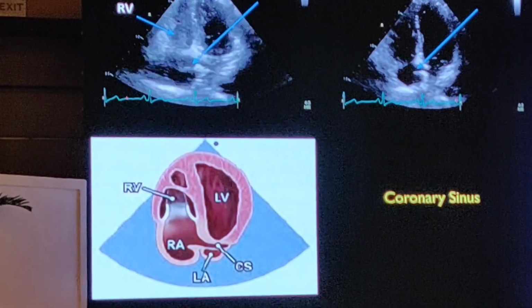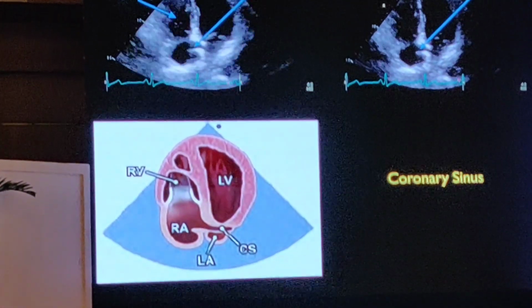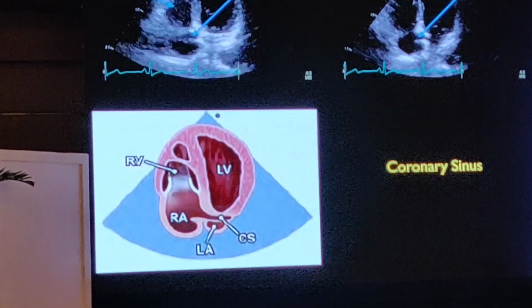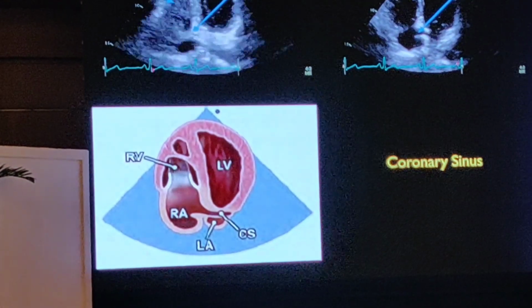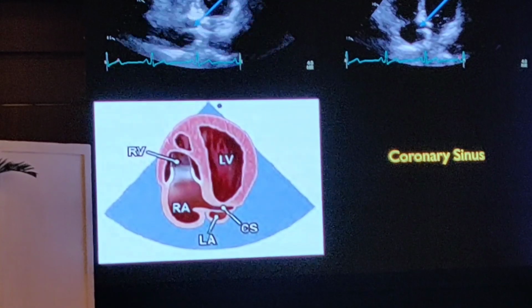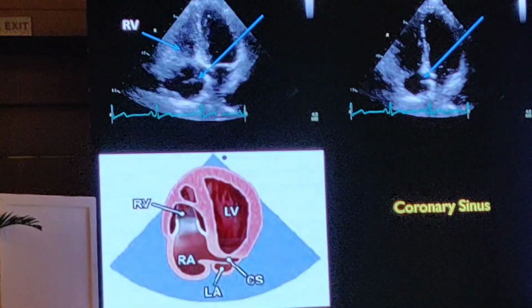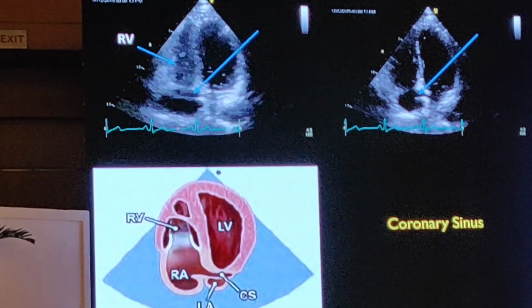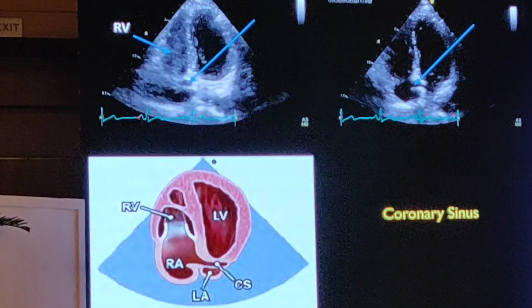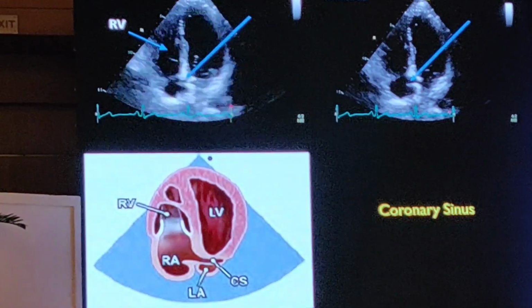It can come as a dark appearance interrupting the intraatrial septum, and then you can mistake it for ASD. So whenever you see something like this, think of the possibility that it could be the coronary sinus, without jumping to a conclusion that it's an ASD.